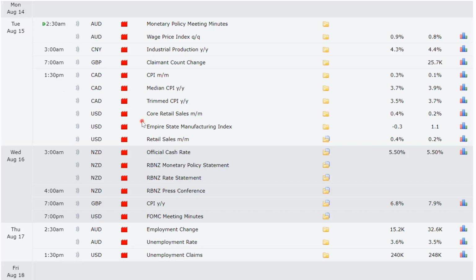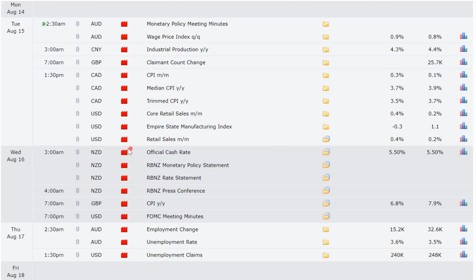But one of the highest impact news for the week is the official cash rate, or the monetary policy statement, by the Reserve Bank of New Zealand, which will be coming out on Wednesday. So this is more like the interest rate decision around NZD. We'll have CPI data year on year for GBP, FOMC minutes on USD, and then on Thursday, we'll close with the unemployment rate on the Australian dollar.